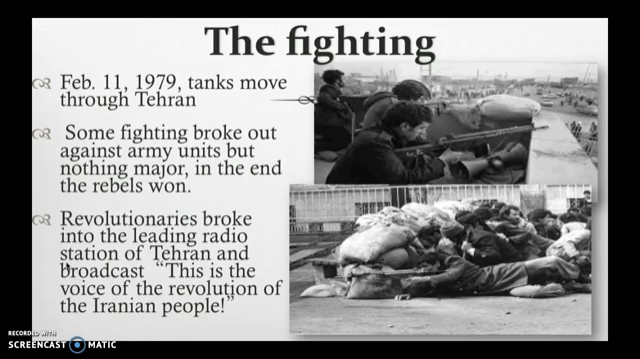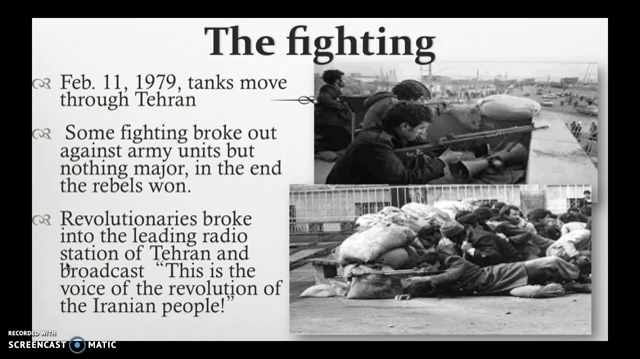The actual fighting from February 11th, 1979, tanks moved through Tehran. So only 10 days after Khomeini gets there, some fighting broke out against some army units, but nothing major. In the end, the rebels won, and so the revolutionaries are going to break into the leading radio station of Tehran and broadcast.